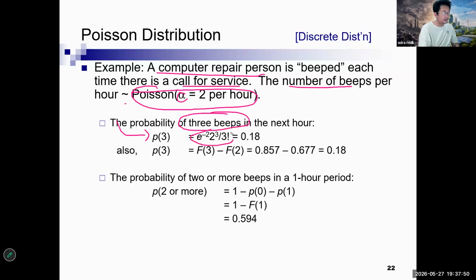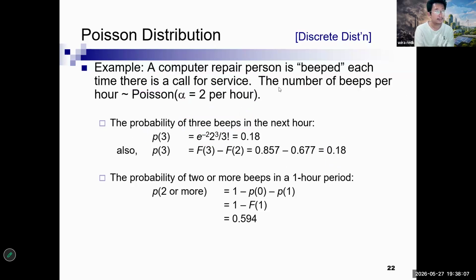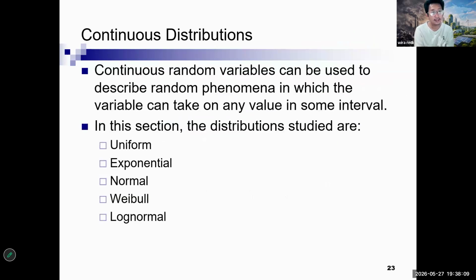So you can put it into the Poisson distribution formula, then you will get this one. So there is an 18% probability that 3 customers will be calling in the next hour. Okay, so that would be about discrete random variables and the discrete distributions.